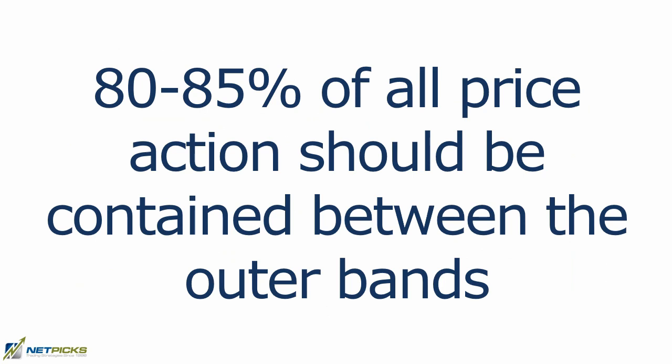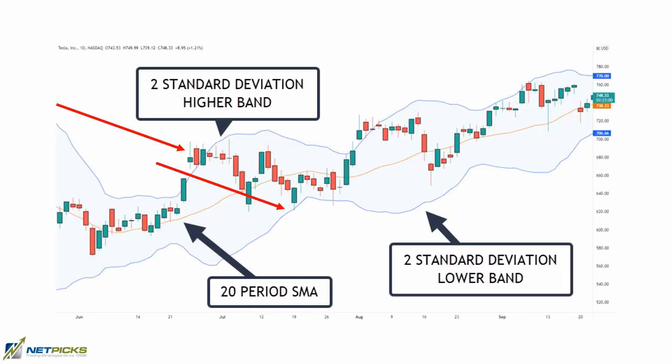Now, the premise behind the indicator is that with these settings, 80 to 85% of all price action is contained between the upper band and the lower band. Any time you see price going to the bands, it's time to take notice of the instrument that you're looking at. And I want you to notice that the bands do not stay in close proximity to each other.